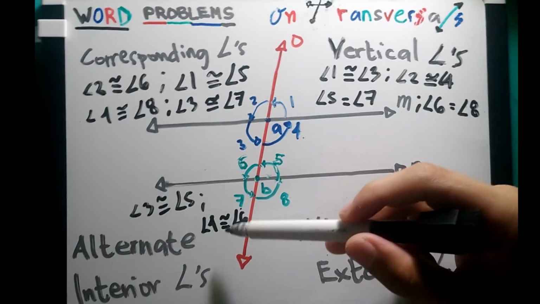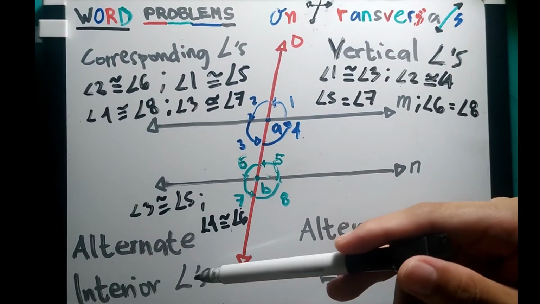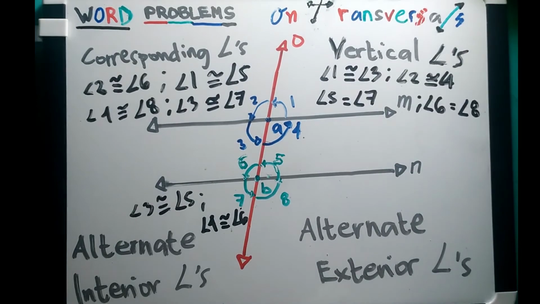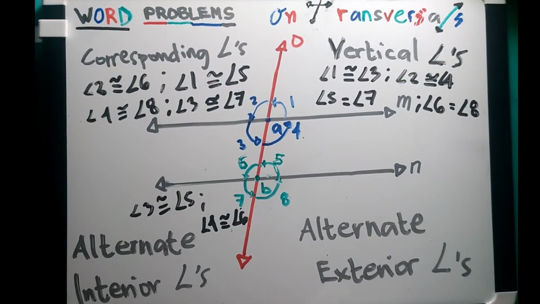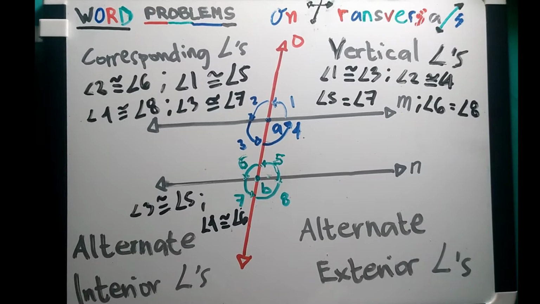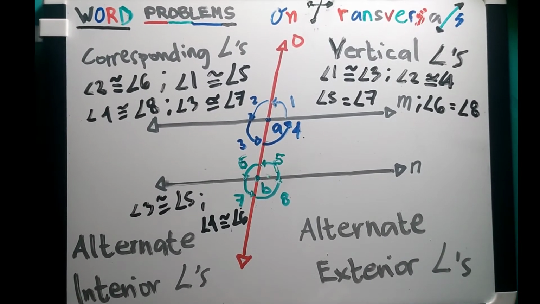So these are the 2 pairs we have for the third type of angles formed in a transversal, the alternate interior angles. For the last type of angles formed in a transversal, we have the alternate exterior angles. By the word exterior, it obviously means that these angles are found outside the parallel lines. For this type of angles, we have the angles 1 and 2 and 7 and 8.